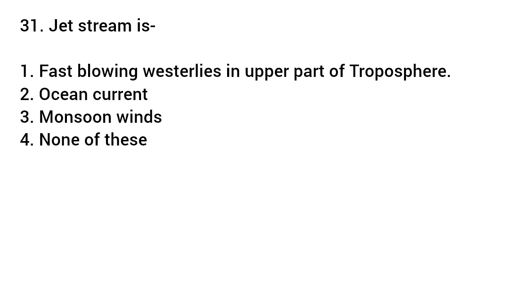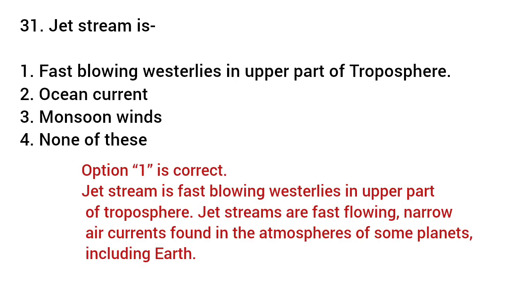Jet stream is? Answer. Option 1 is correct. Jet stream is fast blowing westerlies in upper part of troposphere. Jet streams are fast flowing narrow air currents found in the atmospheres of some planets including Earth.